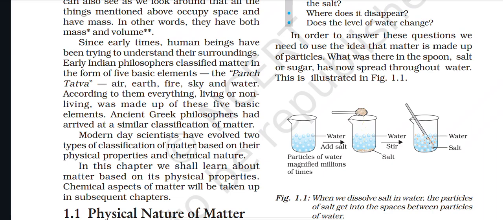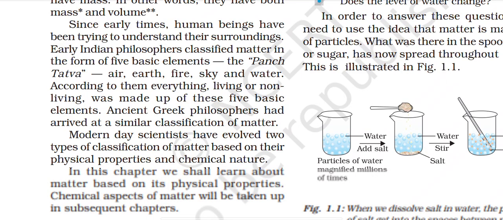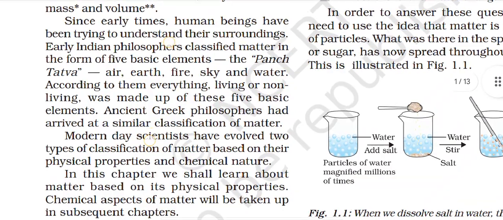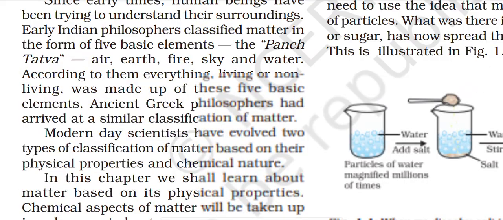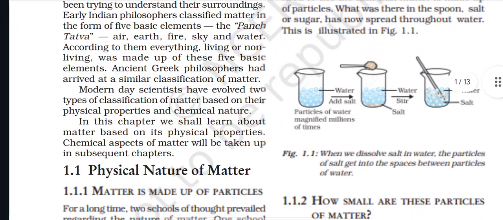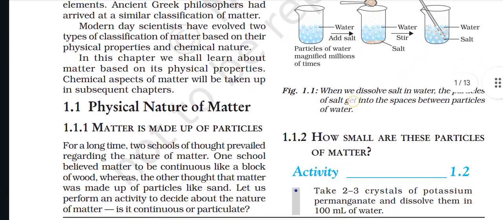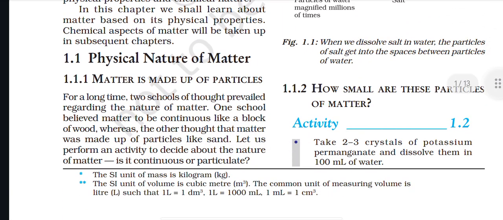Early Indian philosophers classified matter in the form of five basic elements, which is called Panchatattva, which are air, earth, fire, sky, and water. According to them, everything living or non-living was made up of these five basic elements.